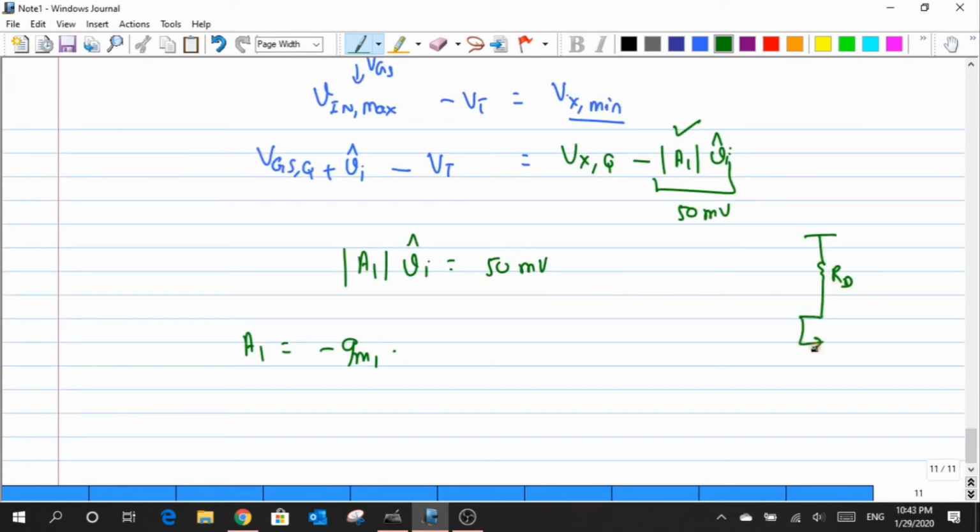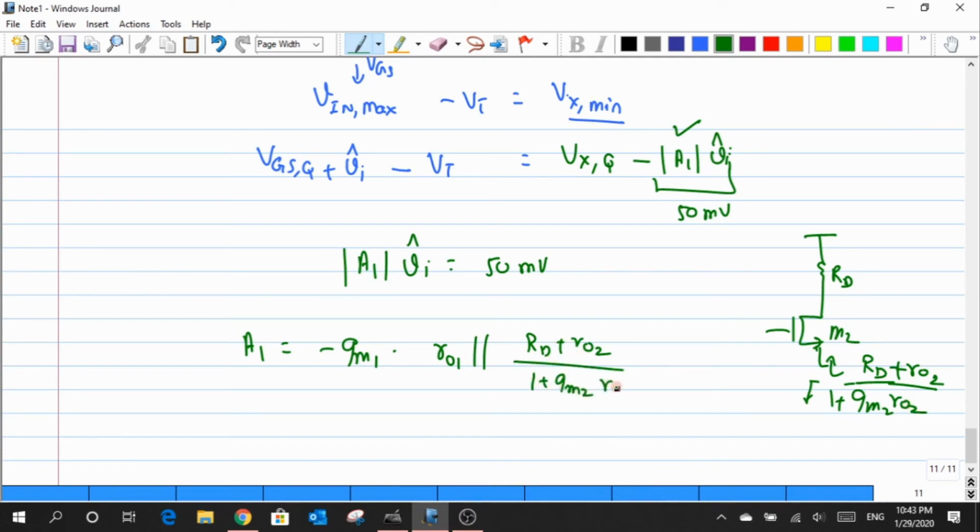I have an RD and there is a transistor M2, and currently I'm looking up through this M2 transistor. So what would happen to this RD term? Whenever I'm looking through the source terminal of a transistor, we know that this resistance RD would be diminished by a factor of the intrinsic gain of this M2 transistor. But the actual formula has to further expand it with extra terms. So this is the upward resistance, but when I look down, what I have is just ro1. So I have this ro1 in parallel with this quantity, which is RD plus ro2 divided by 1 plus gm2 ro2.